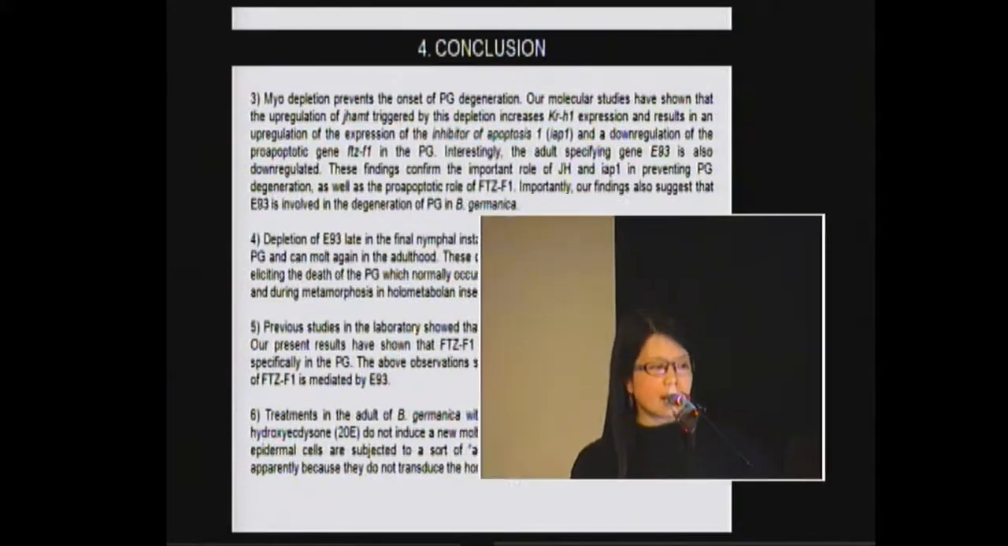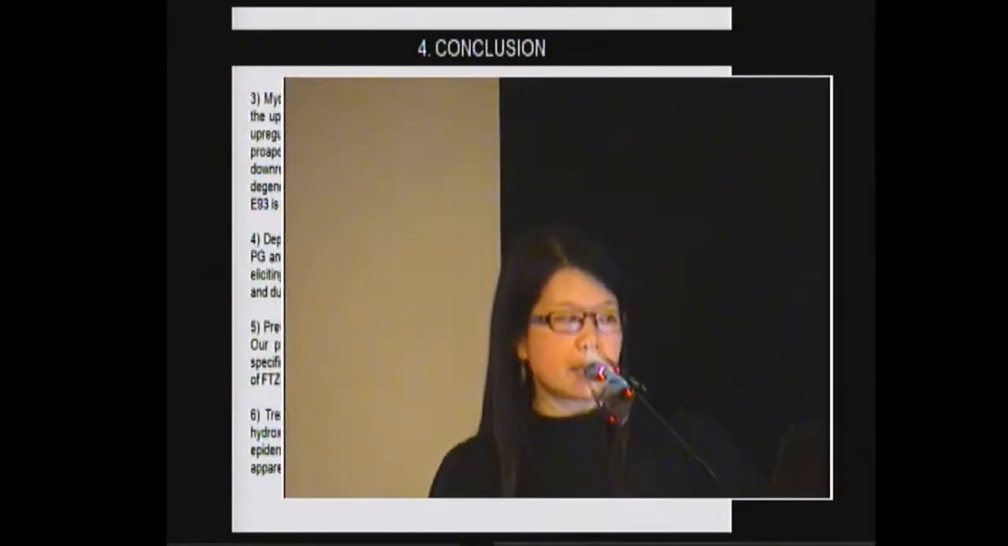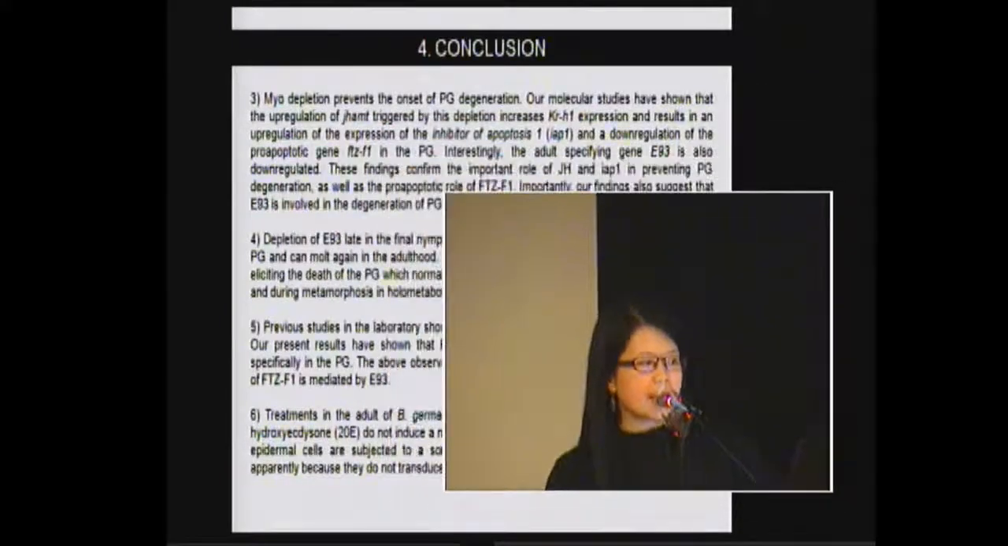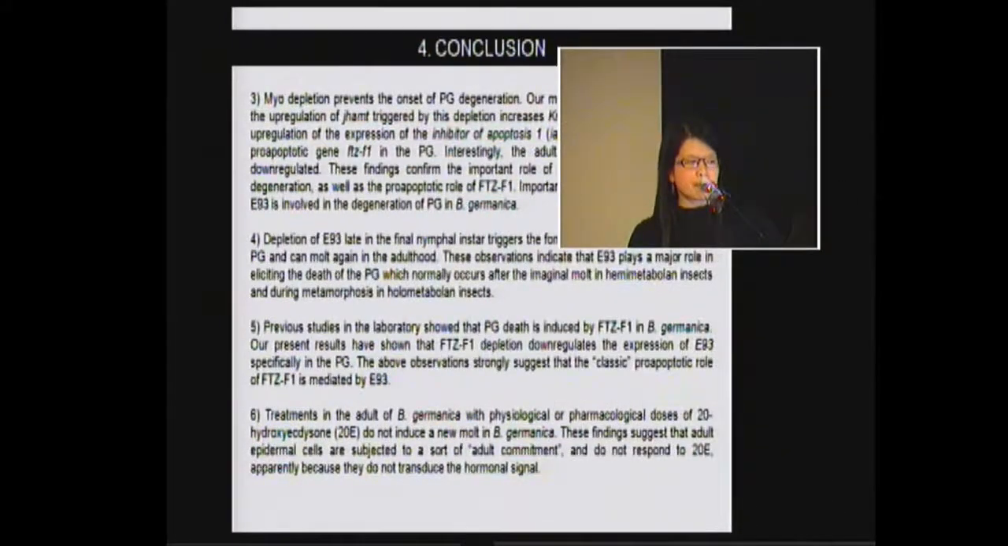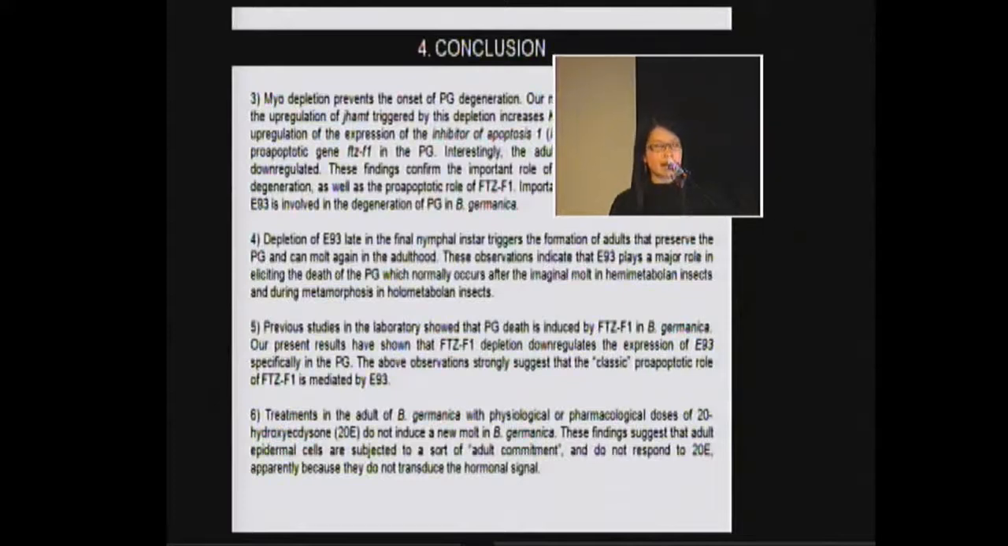Interestingly, the adult specifying gene E93 is also downregulated. These findings confirm the important role of juvenile hormone and inhibitor of apoptosis 1 in preventing prothoracic gland degeneration, as well as the pro-apoptotic role of Fushi tarazu transcription factor 1. Importantly, our findings also suggest that E93 is involved in the degeneration of the prothoracic gland in Blattella germanica.